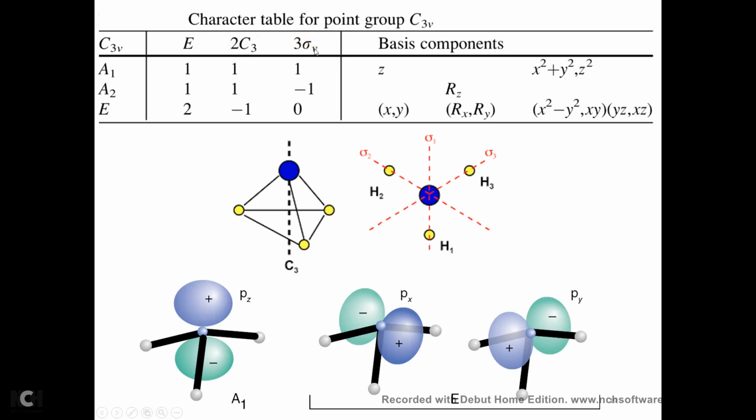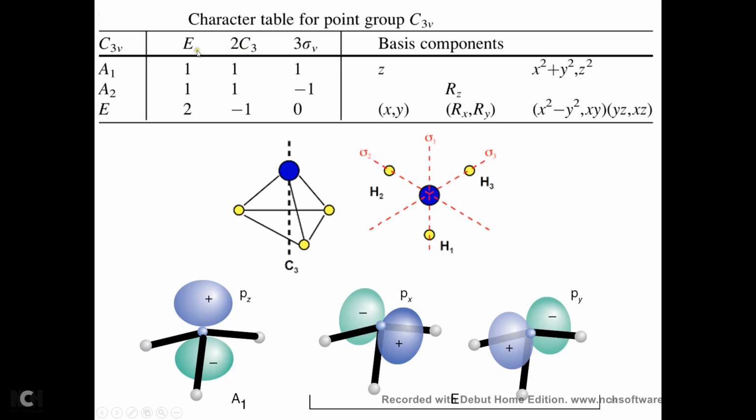3 sigma V planes. So you can see, let's say this is ammonia, you have a C3 axis, and then you have 3 mirror planes. The first one contains these 2 atoms, the second one contains these 2 atoms, the third one contains these 2 atoms. So the first one, the second one, the third one. This is the top view. This is a side view, this is the top view, and you can see there are 3 mirror planes.